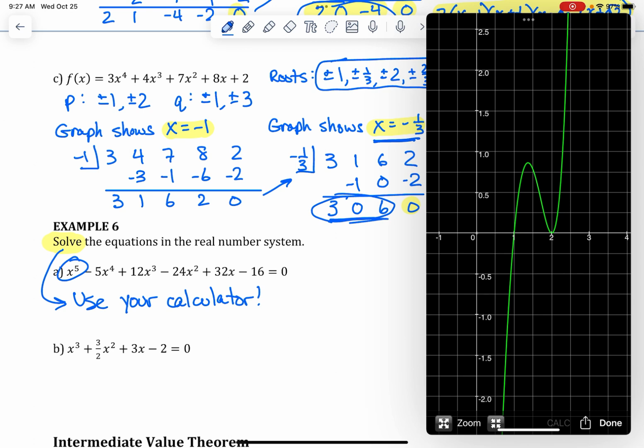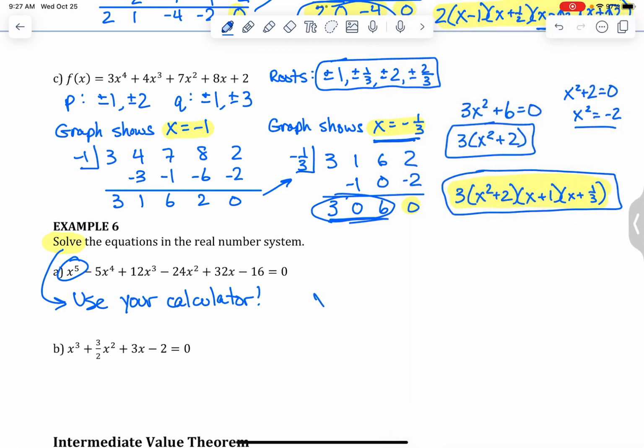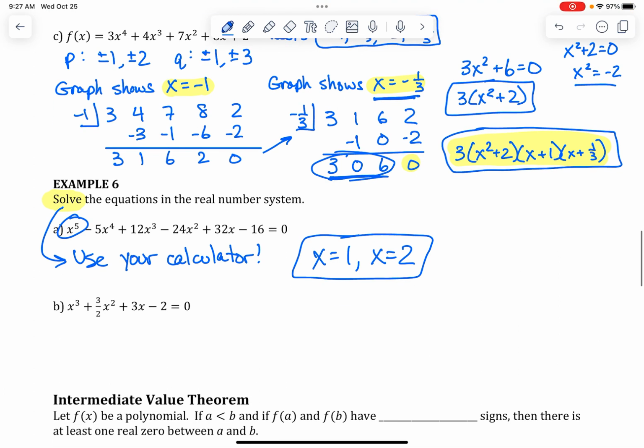It didn't ask us to, so I'm not going to. I'm just going to know that my solutions are 1 and 2. Have a nice day. That's all you have to do. X equals 1 and x equals 2. Done. Okay?